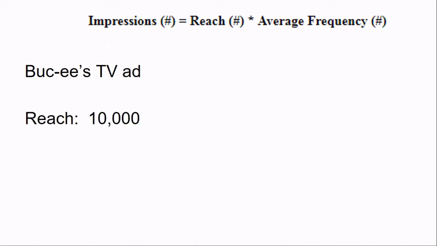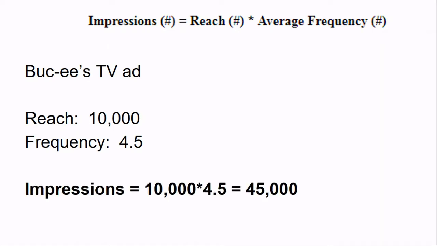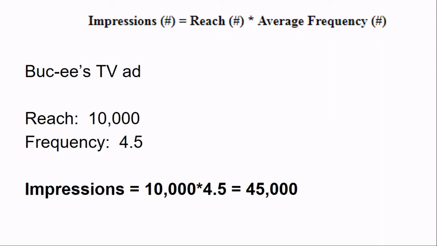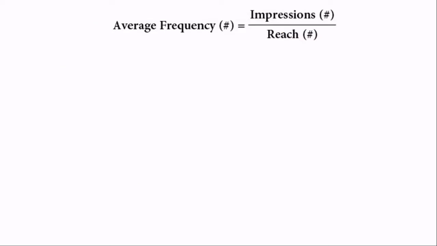Let's assume they've determined that their reach was 10,000 people saw their ad, an average of 4.5 times. So the question is, what is their total number of impressions, or what is the total number of times their ad was seen? It's just simply going to be reach times frequency, and ends up being 45,000 impressions. Okay. We can move that formula around to solve for any other variable.